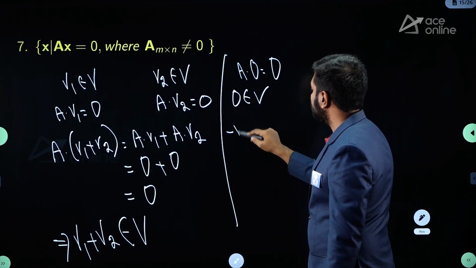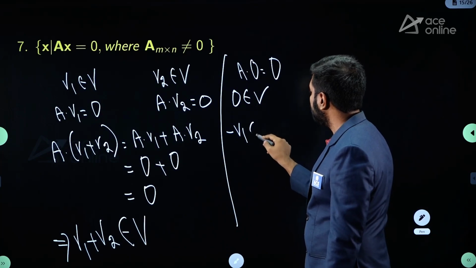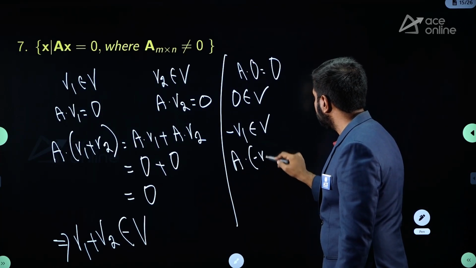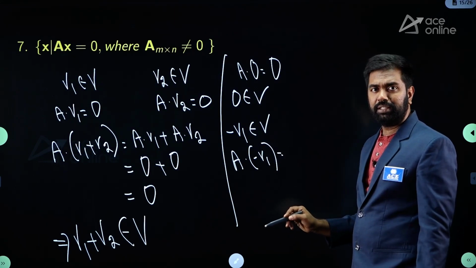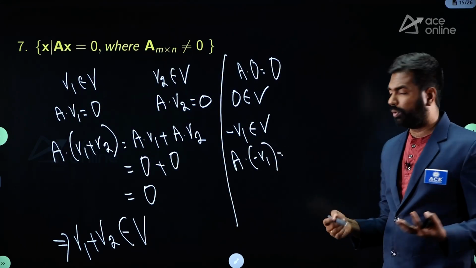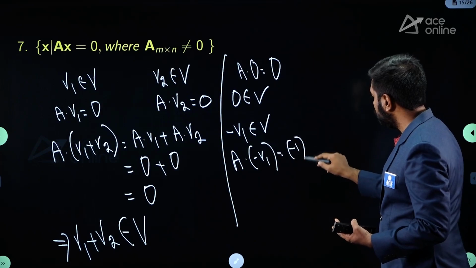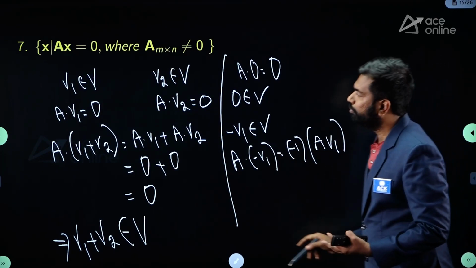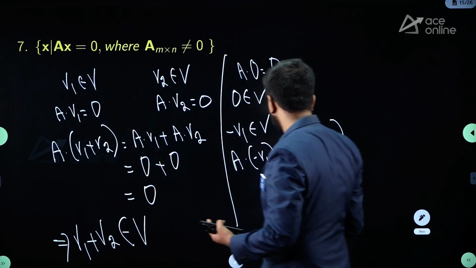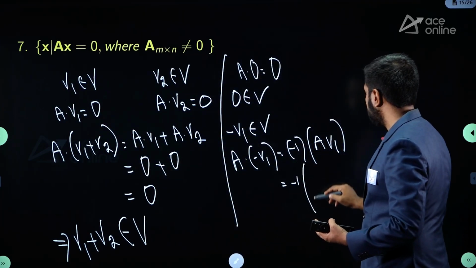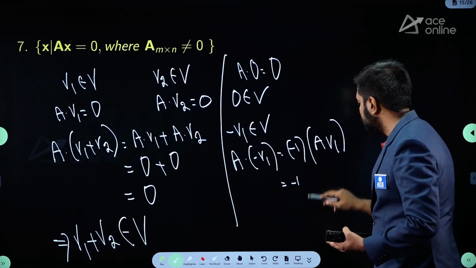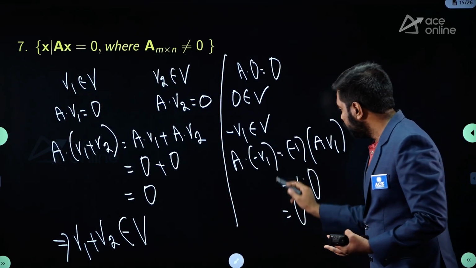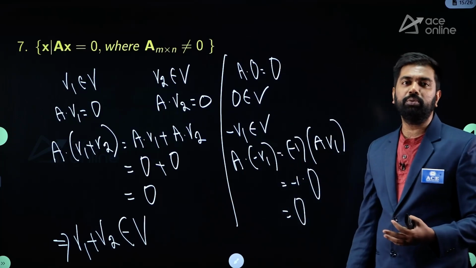What about minus V1? Let's see whether minus V1 belongs to V or not. Let's write like this. What is A into minus V1, students? Since minus is a scalar, you can treat minus as minus 1 and bring that minus 1 out. Now this becomes A into V1. What is A into V1? A into V1 is 0. So we have minus 1 multiplied with a 0 vector. How much is this? Again a 0 vector, which means that minus V1 also belongs to V.